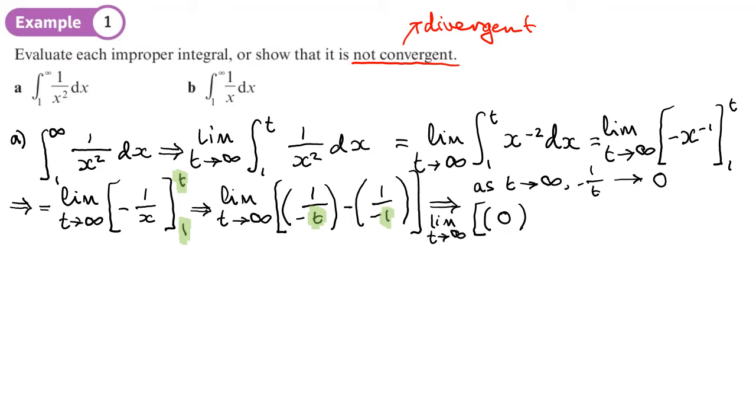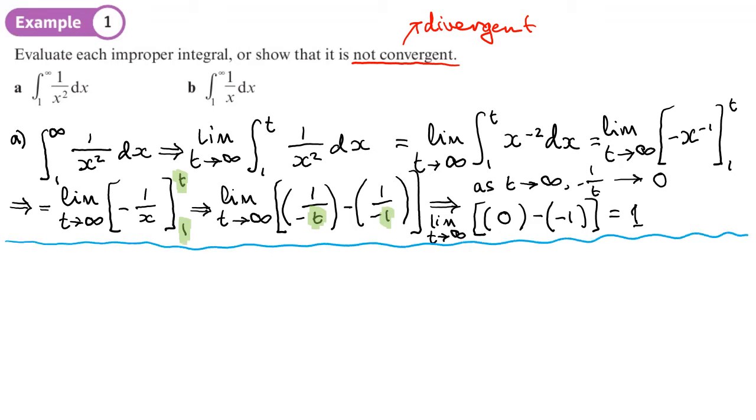So the first bit becomes 0 minus negative 1. So the final answer for that is 1. So this one converges, and its value is 1. So there's our final answer for that one. So we can now go on to part B.